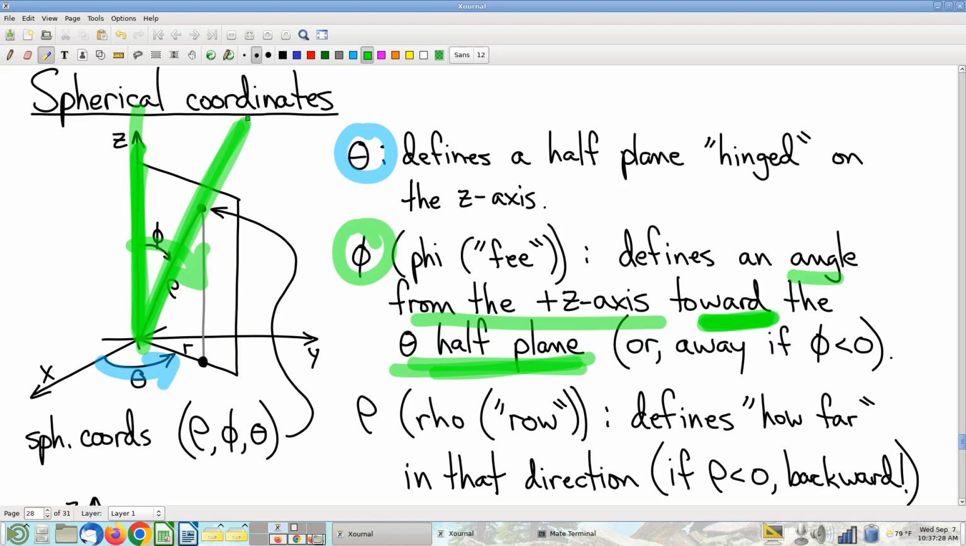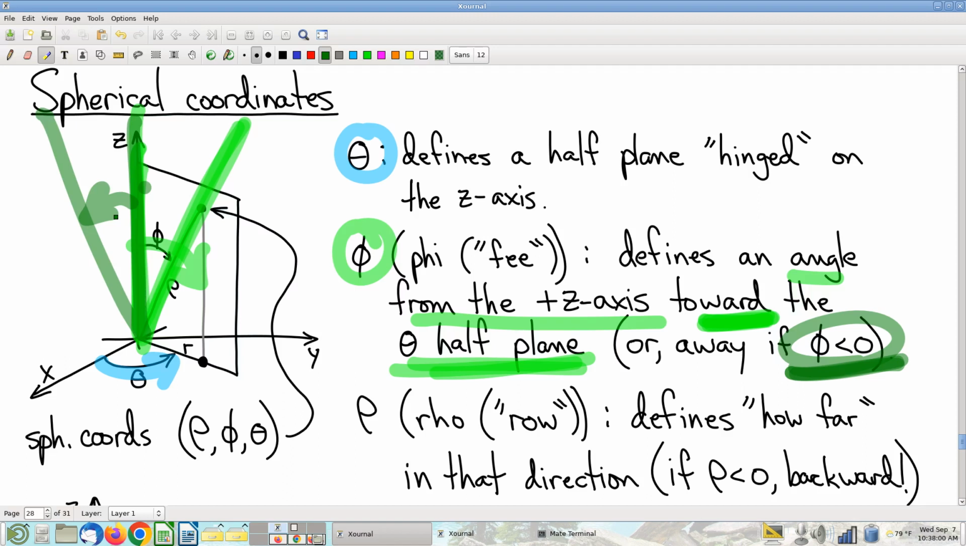Now, again, angles can be positive or can be negative. What do you do if the angle phi is negative? If phi is negative, it's exactly what you would expect. If positive goes that way, toward the plane, negative just leans backwards, away from the plane. And so a negative value of phi would just be kind of back this way, like that. A little hard to draw, but I hope you see what I mean there.